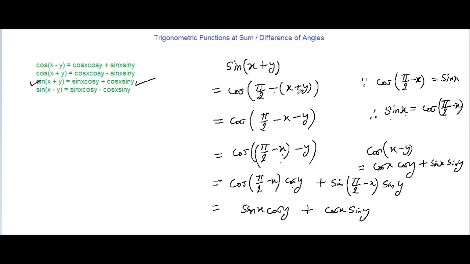Though sine has been changed into cos, inside the values we still have to change. So we did simple algebra. So this is now x, but this value of x is this angle and y is y. So we apply this formula, and then again using the complementary angle formula, we get this result.